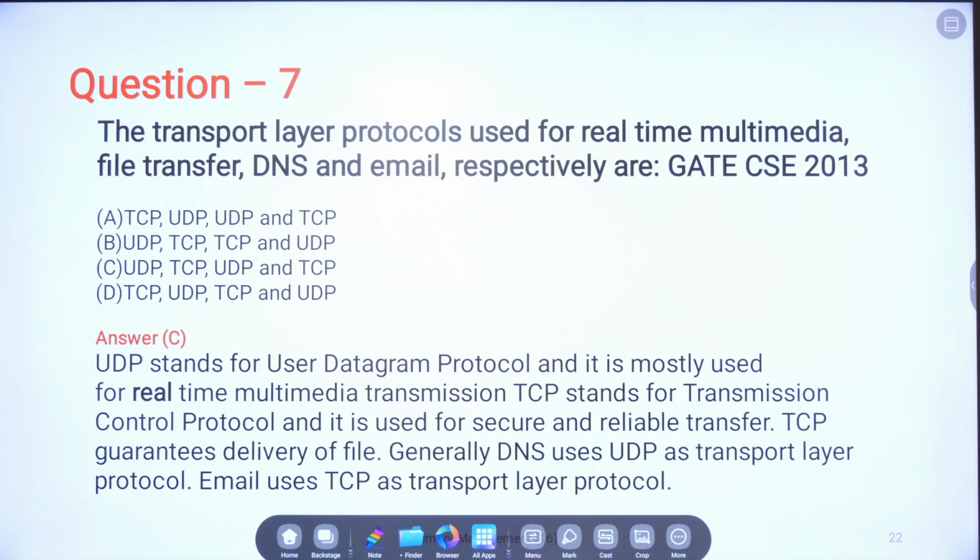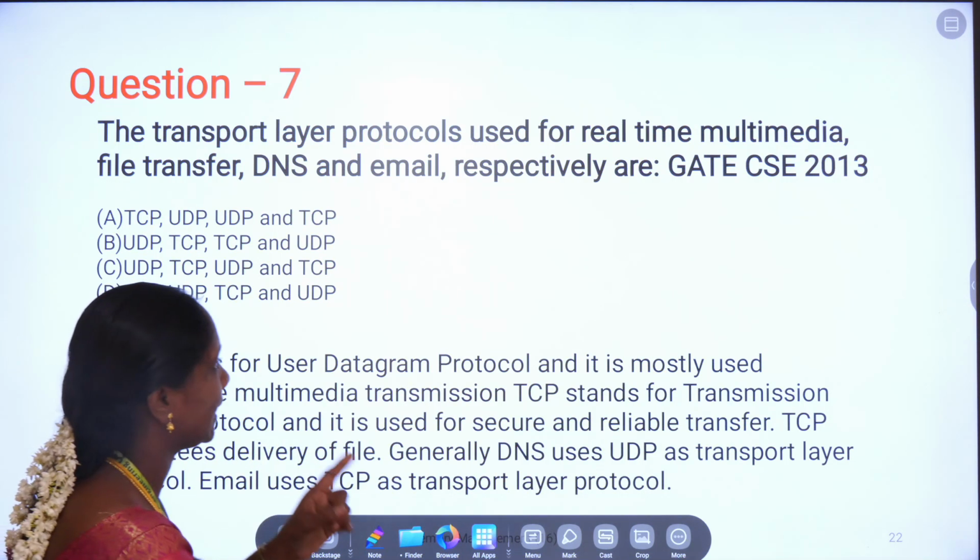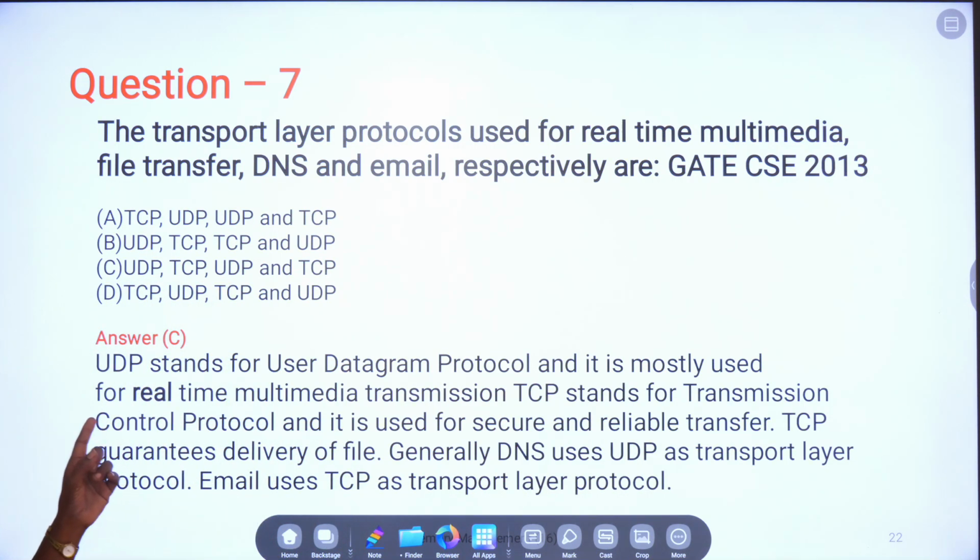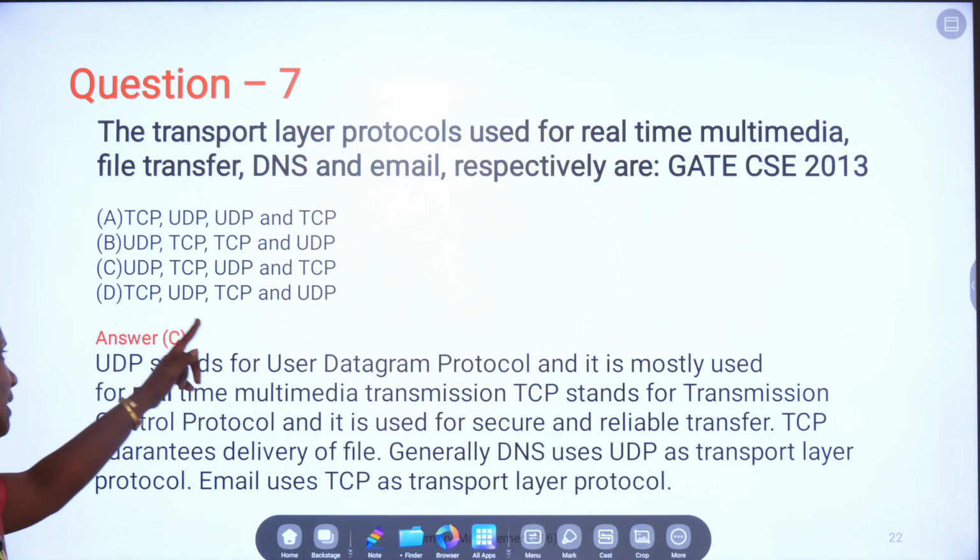Next, question number 7. What is the question? The transport layer protocols used for real-time multimedia, file transfer, DNS and email respectively are: TCP, UDP, UDP and TCP; UDP, TCP, TCP and UDP; UDP, TCP, UDP and TCP; TCP, UDP, TCP and UDP. It is a GATE 2013 question. Which one is the correct answer? Answer C.